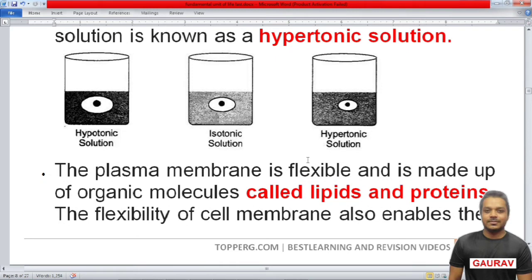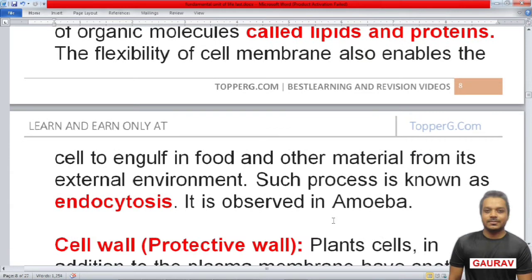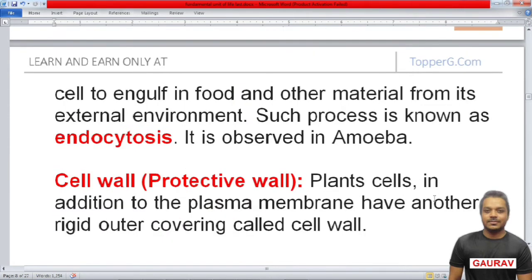The plasma membrane is flexible and is made up of organic molecules called lipids and proteins. The flexibility of the cell membrane also enables the cell to engulf food and other material from its external environment. Such process is known as endocytosis. It is observed in amoeba.